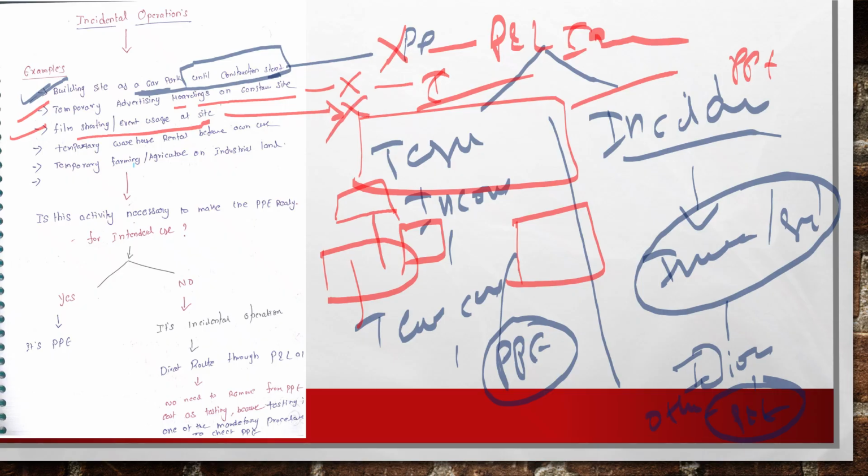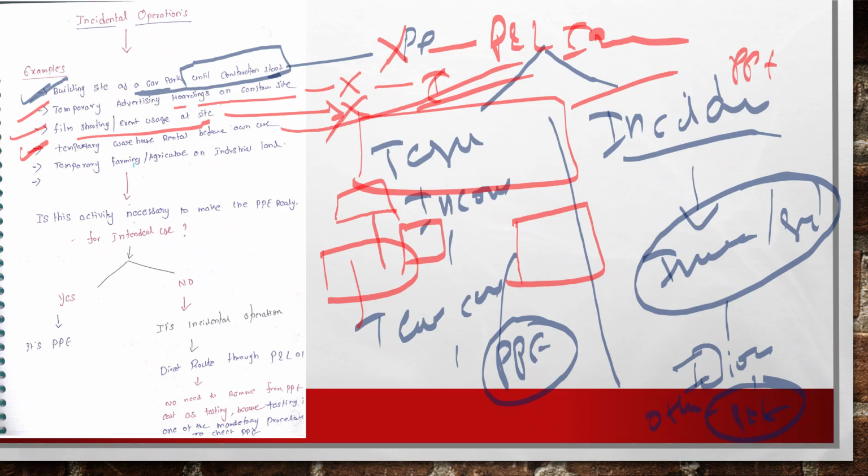And temporary warehouse rental before own use. A temporary warehouse is also an incidental operation. It is not a mandatory event to build the PPE. You should not reduce this from the PPE cost. You should account for it as other income, not in the PPE item.